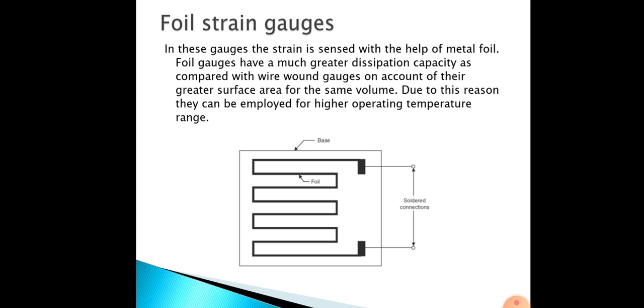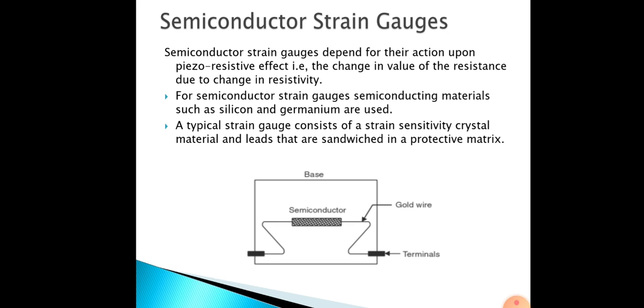Okay, the next one is what? Semiconductor strain gauge. In semiconductor strain gauges, their action depends upon the piezoresistivity effect, that is, change in the value of resistance due to the change of resistivity. That is, if it changes either in area or length, at that time. These gauges are used where a very high gauge factor and small envelope are required. You can see the diagram of the semiconductor strain gauges.